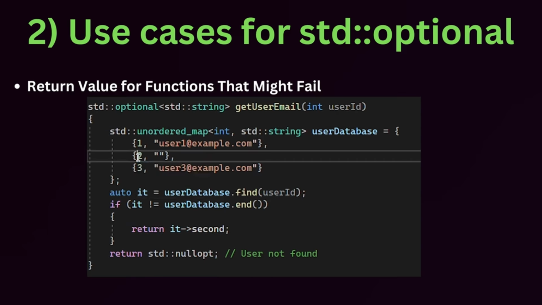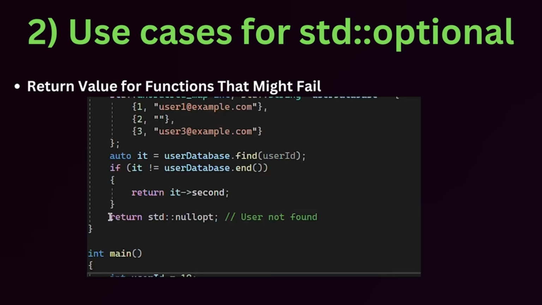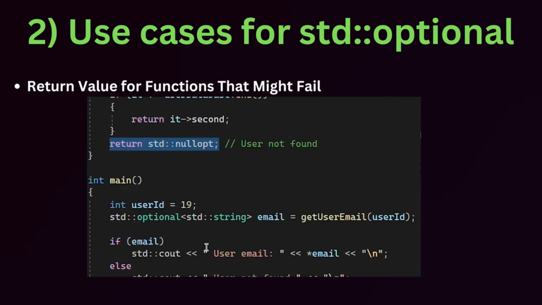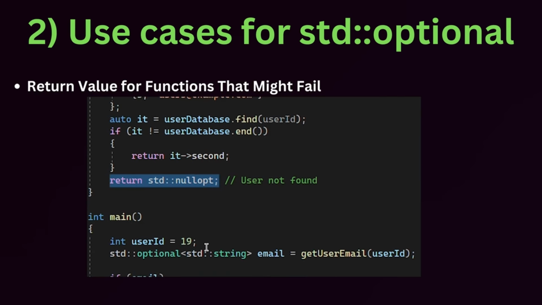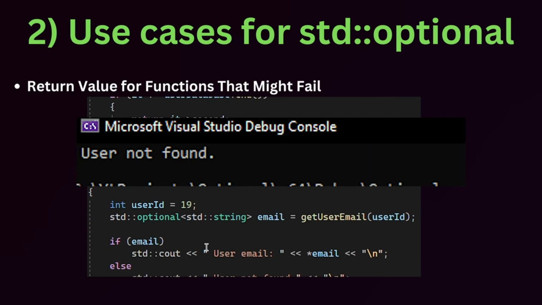If we check for user ID 2, we get an empty string. But what if we ask for a non-existent user ID, like 19? This is the exact point where optional comes in handy. We can indicate that there is no user with user ID 19 by returning a null optional value. You might ask, couldn't we just return an empty string? Yes, but then we wouldn't know if the user didn't exist or the user just doesn't have an email address, like in the case of user2. So this way, we can differentiate between getting an error while searching for an email and just simply having no email set. For user ID 19, it correctly returns user not found.